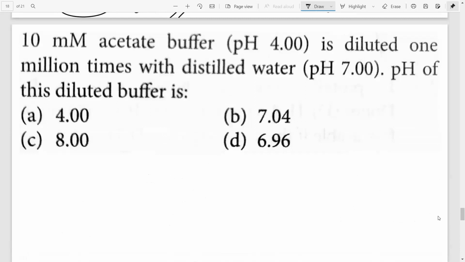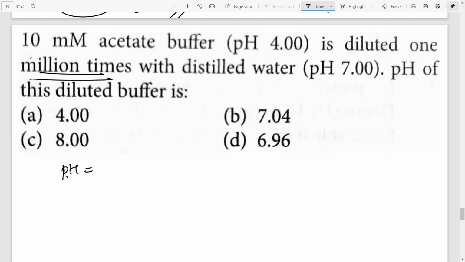And let us move to the next one. Here they say 10 millimolar acetate buffer having a pH of 4 is diluted 1 million times with distilled water having a pH of 7. Then the pH of this diluted buffer is dash. So again, pH of the buffer. We need pKa. Have they given you pKa? No. So then you need to rethink about the sum.